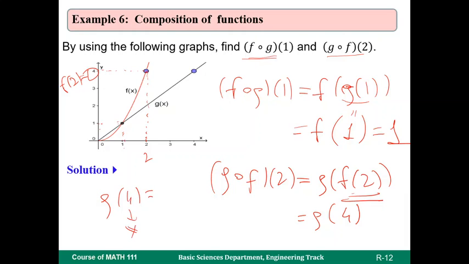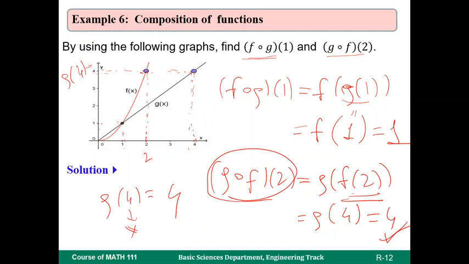Take x to be 4, find it, and go to the graph of g and find the corresponding value here, it's 4 again. So this time you write g of 4 is equal to 4. According to this graph, 4 is also equal to g of 4. So g of f of 2 is equal to 4.